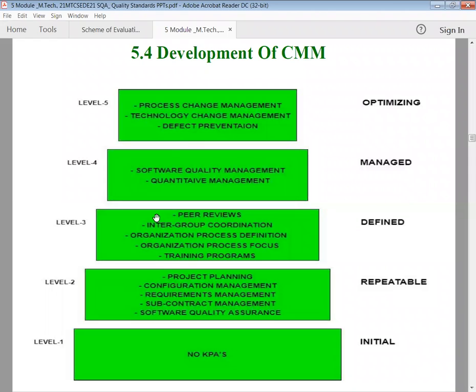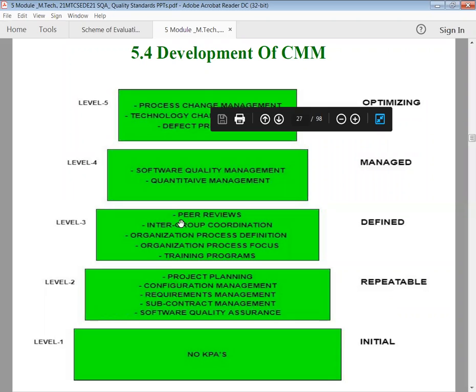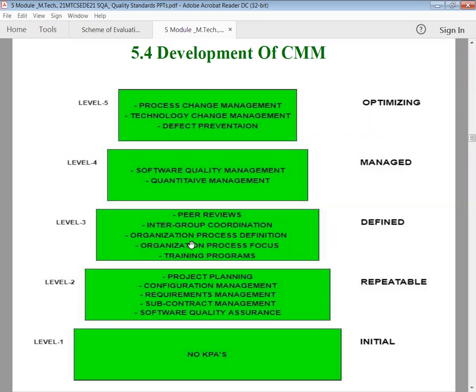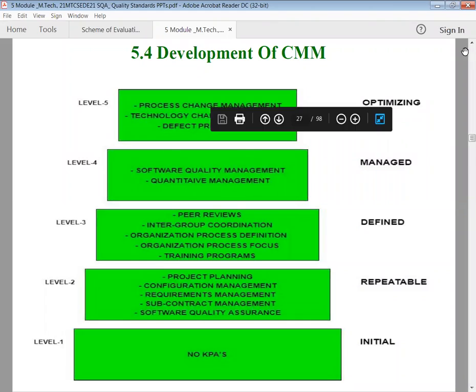If you take the defined level, here we give focus to quality. So we go for peer reviews, intergroup cooperation, organization process definition, organization process focus, and training programs. All those things play an important role in the defined level. If you take the 4th level, managed, here we give focus to quality management and quantitative management. So these are the KPAs that are followed in each level.